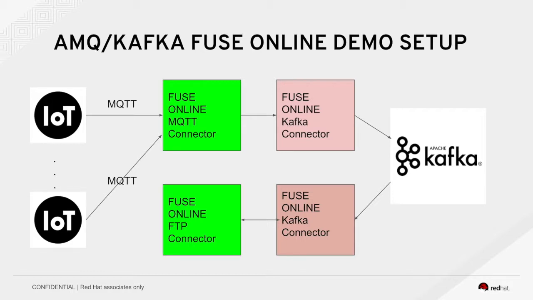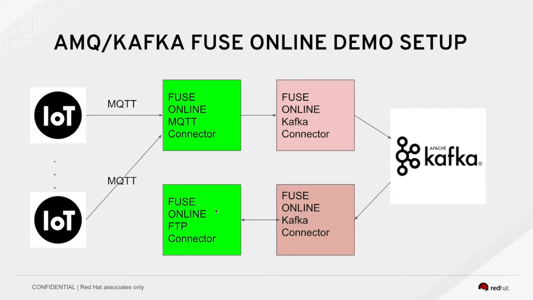You can see the video to understand how that is done. This is a summary of that. So I'm using a Fuse Online MQTT connector, which connects to a Fuse Online Kafka connector, and then have a Kafka connector connect back to the Fuse Online FTP connector.